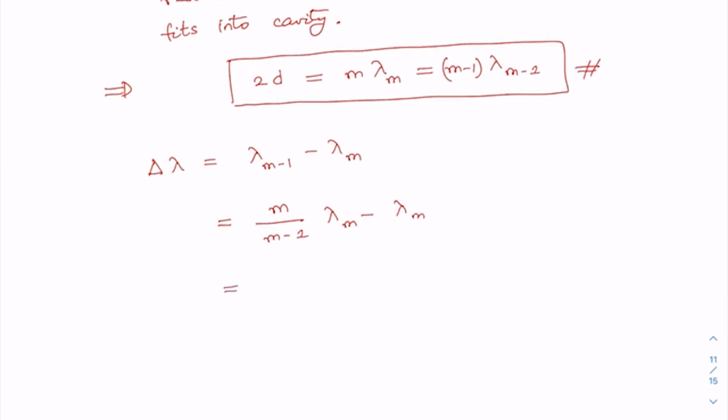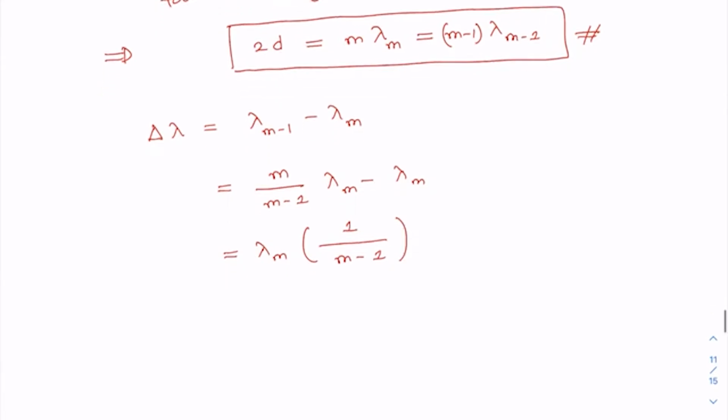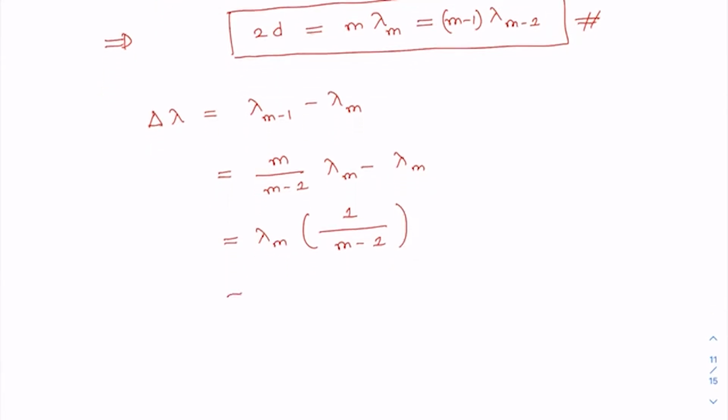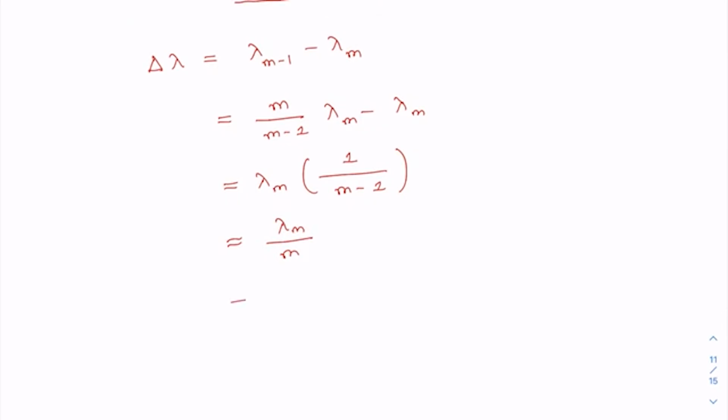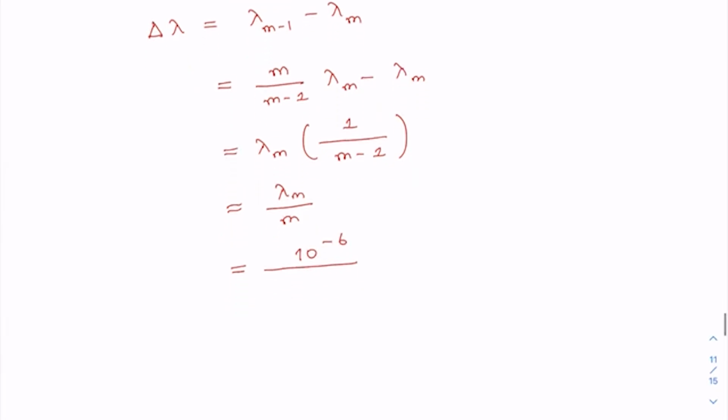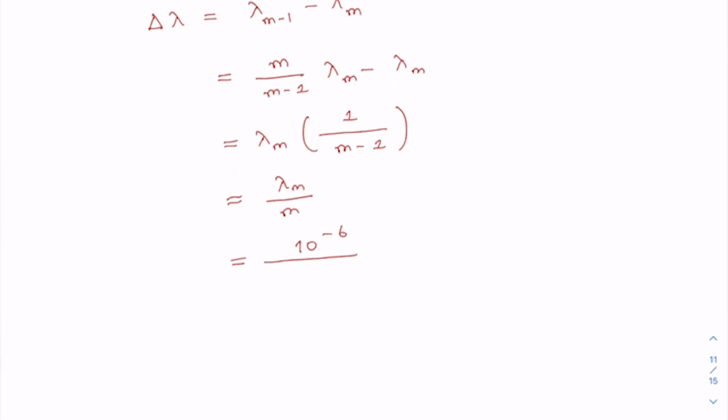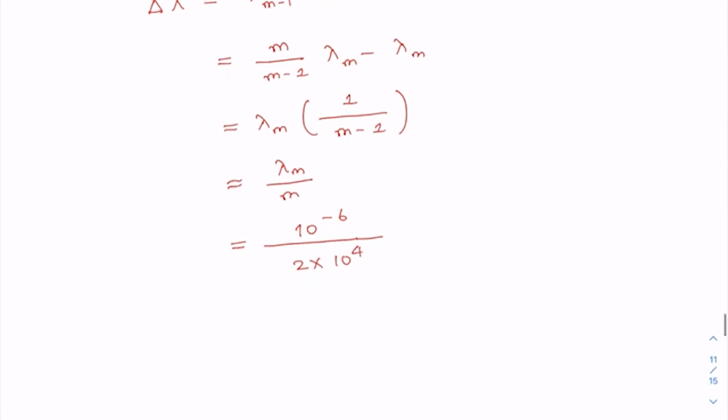From here you can easily see that I will get lambda m into 1 divided by m minus 1. M is the order, so we know this is already a very huge number, so I can approximately write it as lambda m divided by m, and we are given lambda m as 1 micrometer, that is 10 to the power minus 6 meter, and we already calculated the order m, that is 2 into 10 to the power 4, that we have calculated in the first part of the problem.